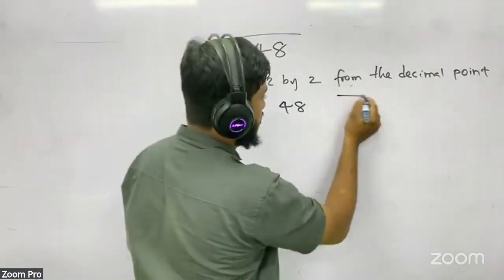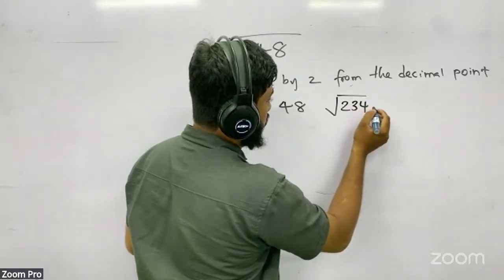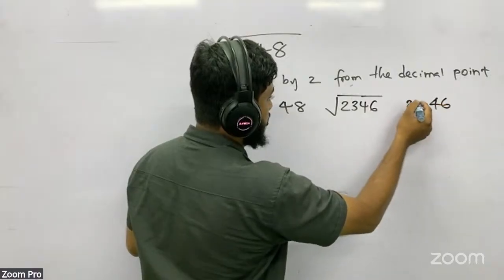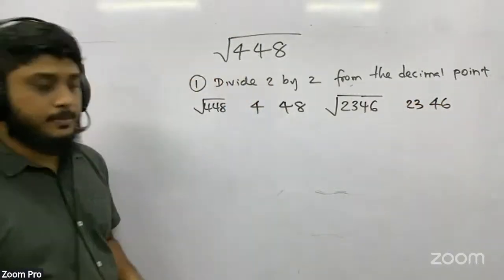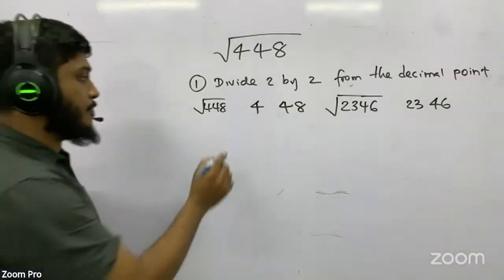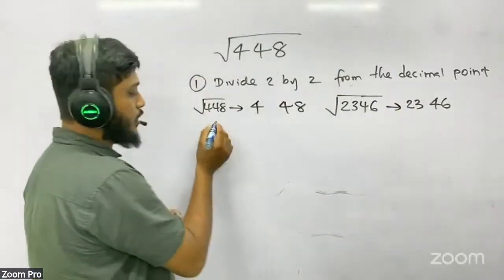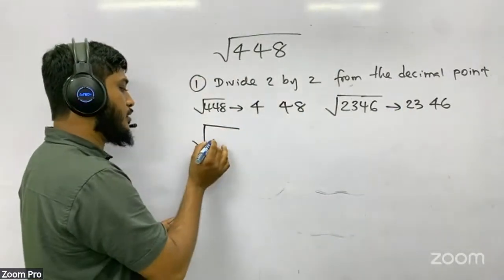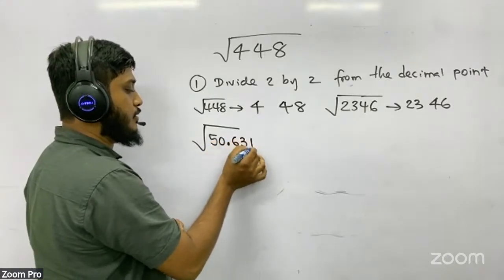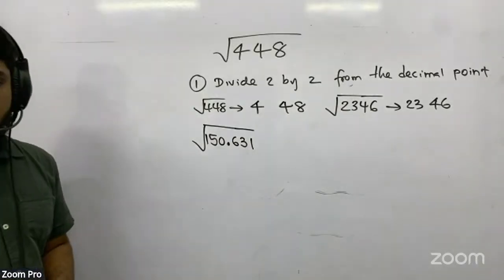If it is square root 2346, now how will you write this? 46 and 23, you have to break it. Can you understand these examples? Can understand, right? Okay. If you get a decimal point, something like 150.631, you are getting a decimal point.